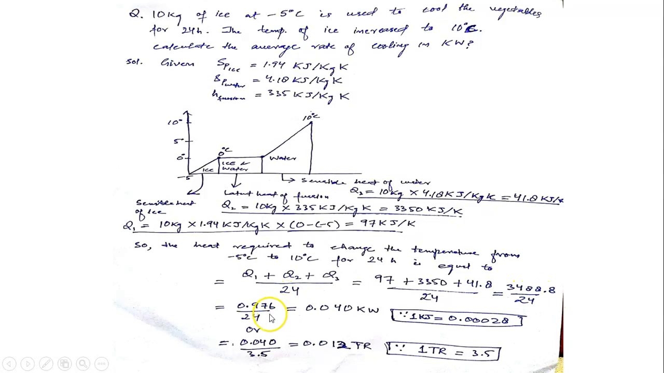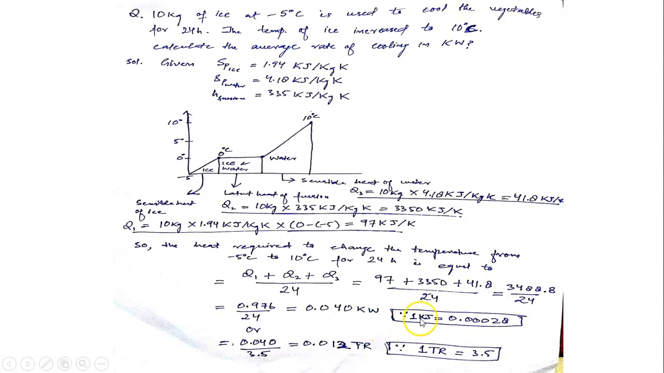Here the 3488.8 is converted into kilowatt hour, and it becomes 0.976, and because the final result which we have to get is in kilowatt, kilojoule is converted into kilowatt. So our answer is 0.040 kilowatt.